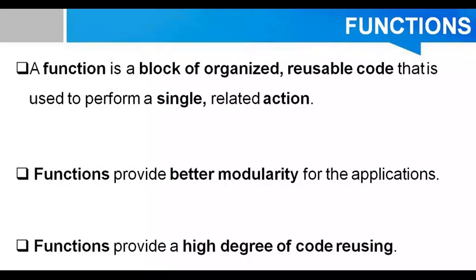In Python programming, functions are very similar to basic data type objects. Mainly there are two types of functions. The first one is the built-in function and the second one is the user-defined function. A function is a block of organized, reusable code that is used to perform a single related action. Functions provide better modularity for applications. It provides a high degree of code reuse. The main purpose is to reuse the code again and again, and efficiency will be improved by using functions.